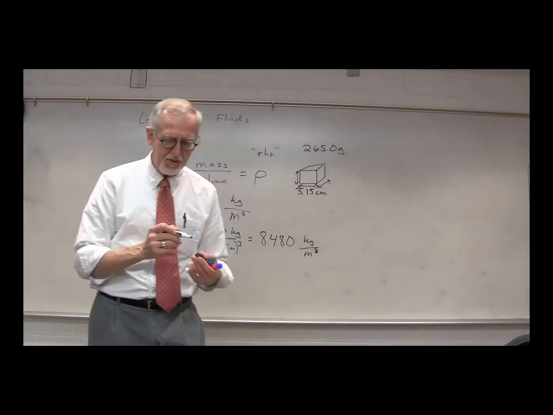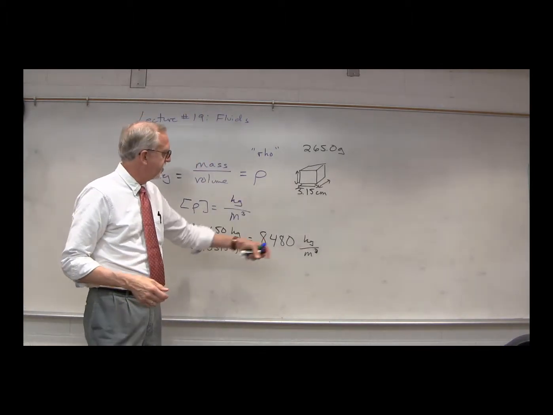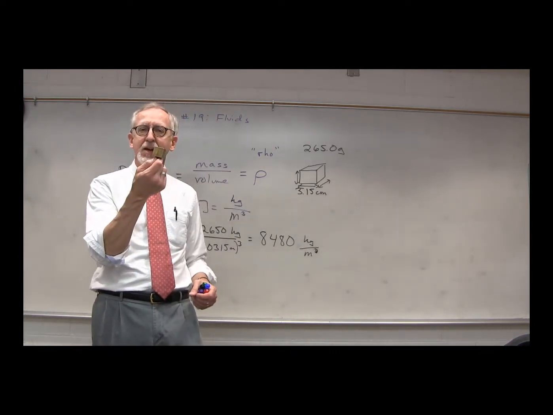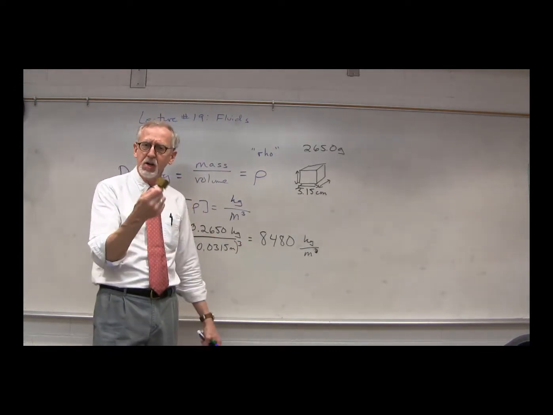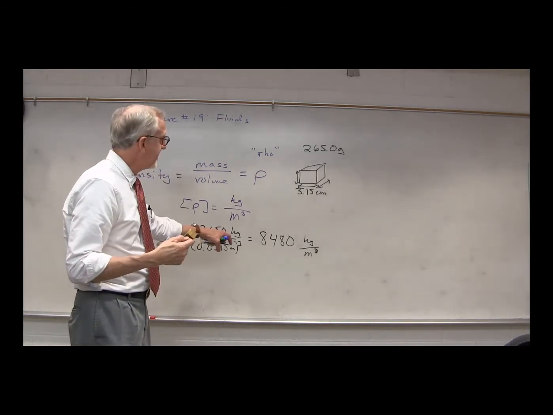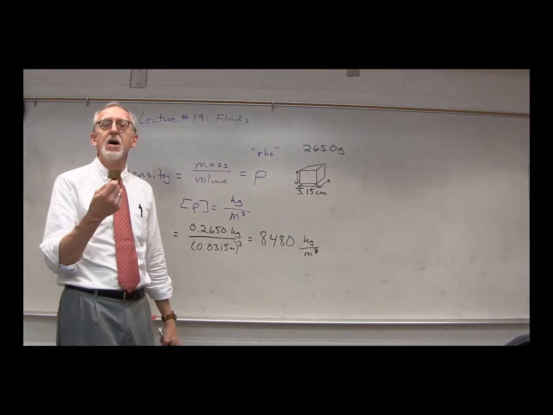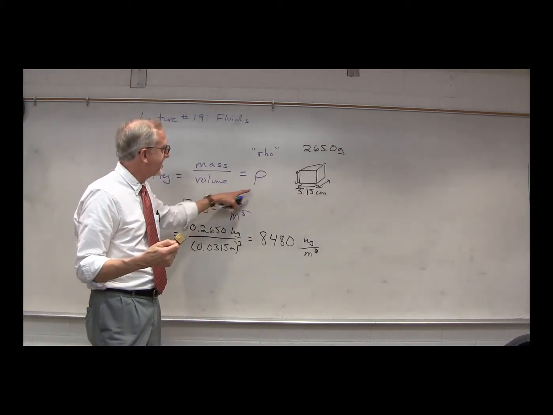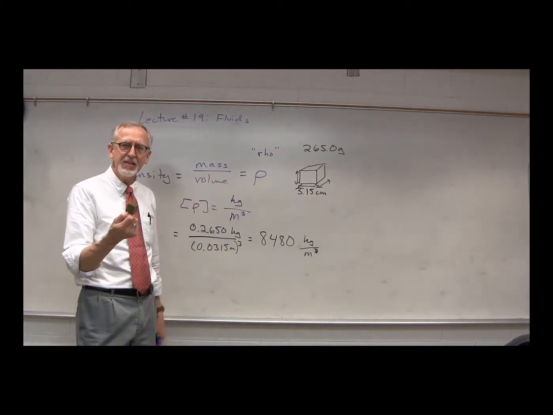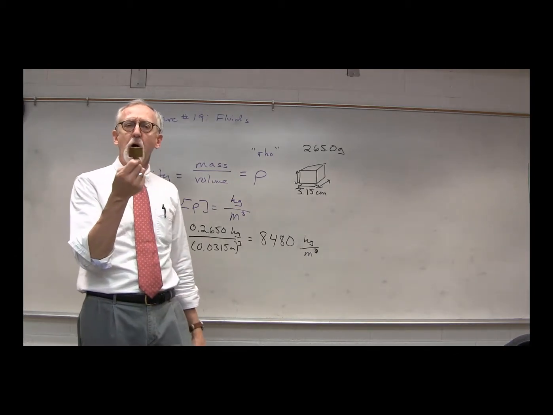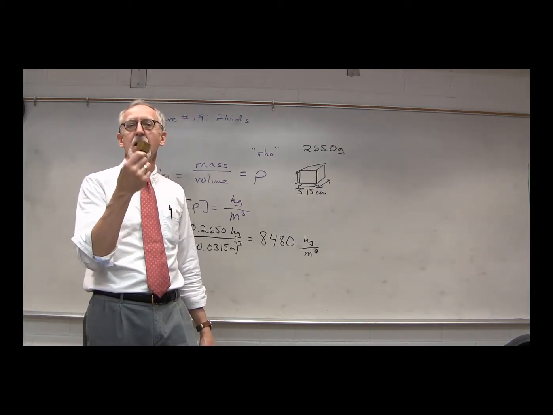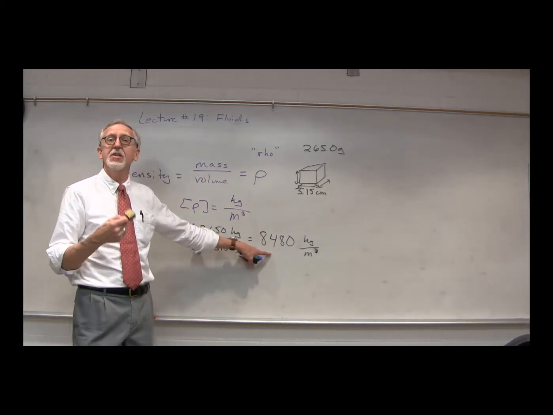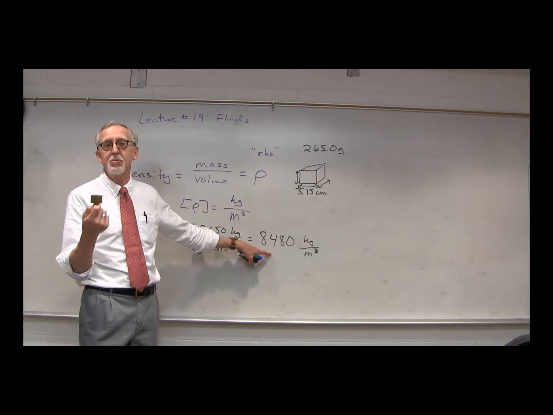Now, let's just think about that for a second. 8,480, that's a very big number. How does such a small object have such a large density? Well, the density is basically just dependent on the material that the object is made of, not the size of the object or just the mass of the object. So even though this is a small object, it has a small mass and a small volume. The density is basically the same density that anything that's brass is made of.